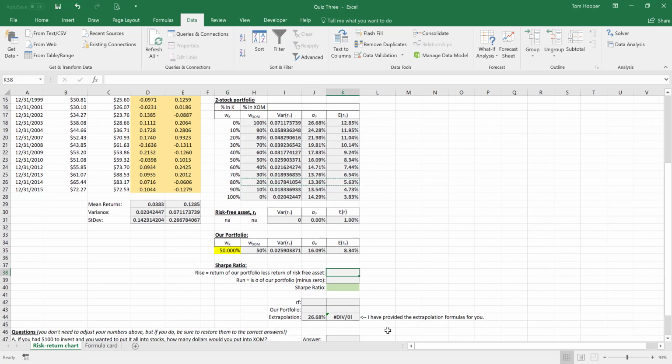Next, we know that the Sharpe ratio is composed of rise over run, where the rise is the additional return that our portfolio provides above the risk-free rate. The run is the additional risk of our portfolio above 0 risk, so we won't even bother subtracting 0. And then we simply take the ratio of those two.